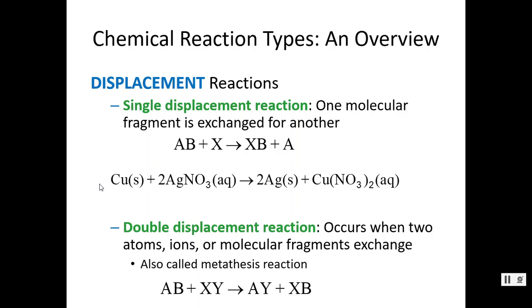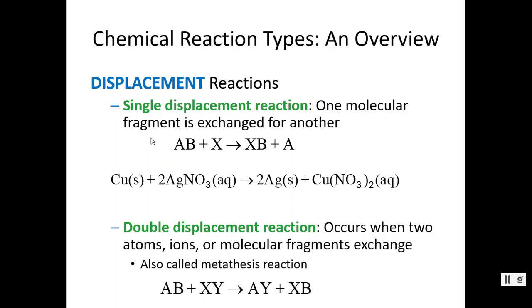Or a more concrete example would be if I had copper solid reacting with silver nitrate. When that chemical reaction occurs, a displacement occurs where the copper, that X, kicks out or takes the place of the silver to give me silver and copper 2 nitrate. So I like to think about single displacement reactions as one switch of partners, one molecular fragment, as I say here, is exchanged for another.